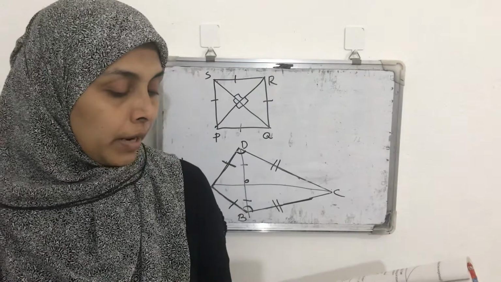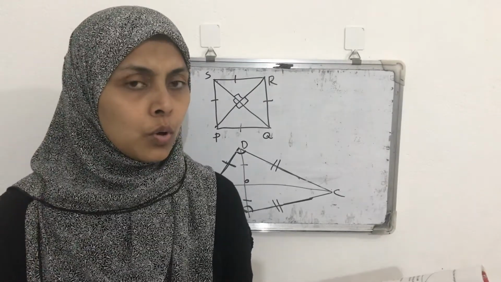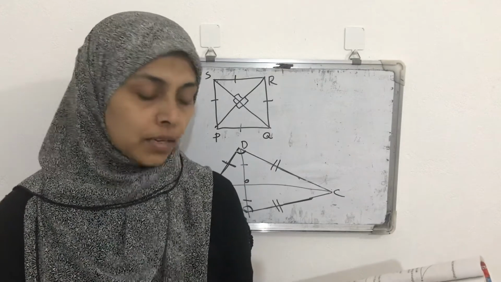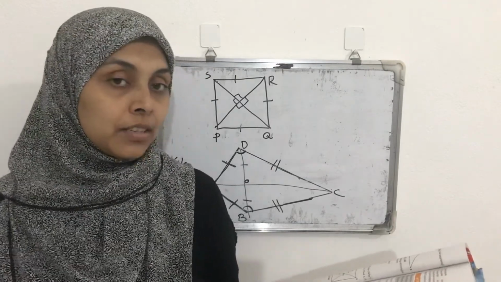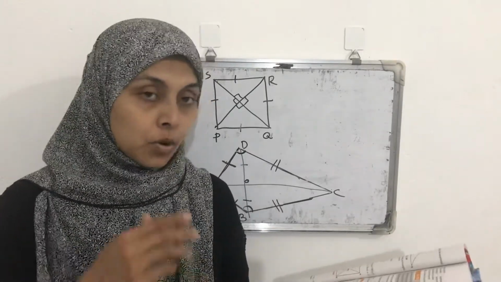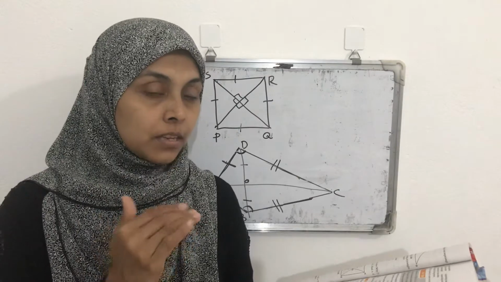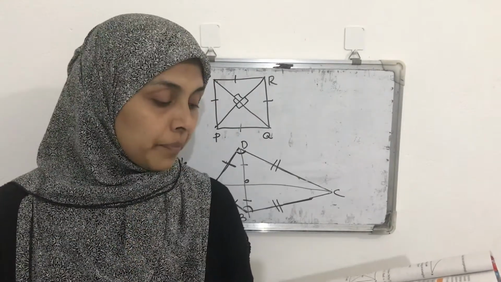Now question E: all kites are rhombuses. Is it true? That is false. All rhombuses are kites? That is also false. Kites and rhombuses are different, because in a rhombus all sides are equal, but in the case of kites they are not equal.